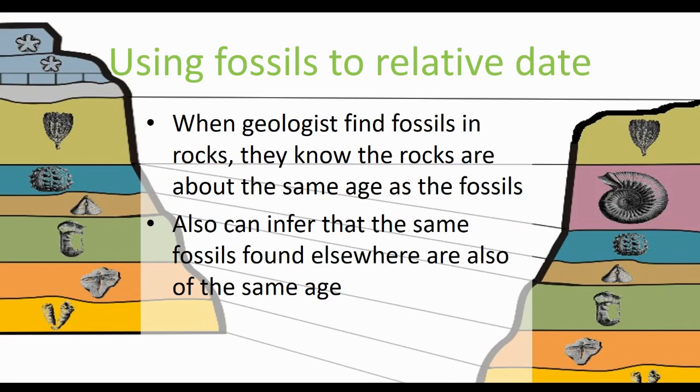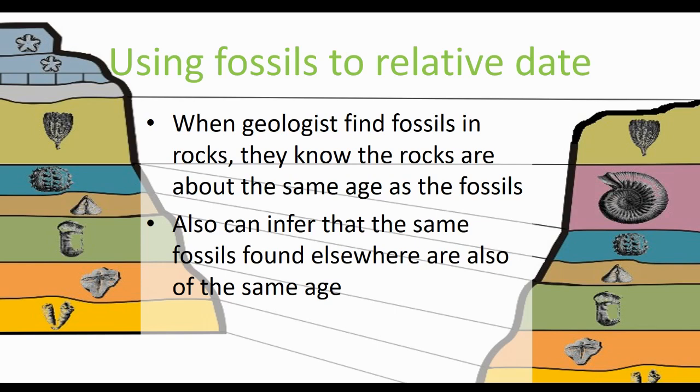We can use fossils to relatively date the ages of the rocks. So when a geologist finds fossils in rocks, they know the rocks are about the same age as the fossil. They can also infer that the same fossils found elsewhere are of the same age.